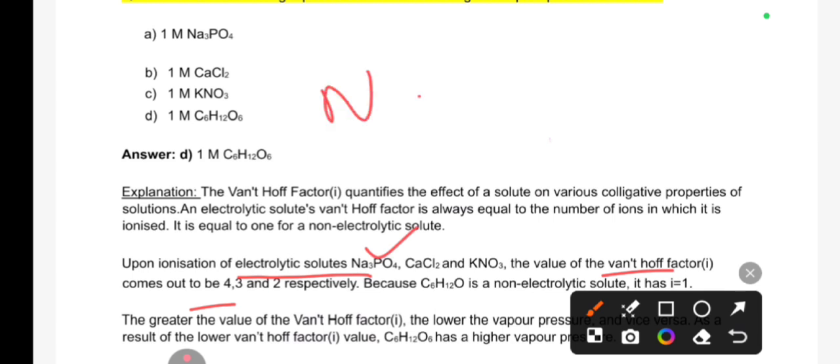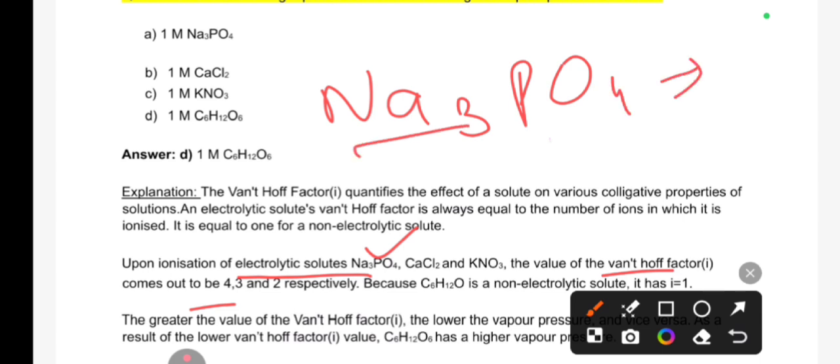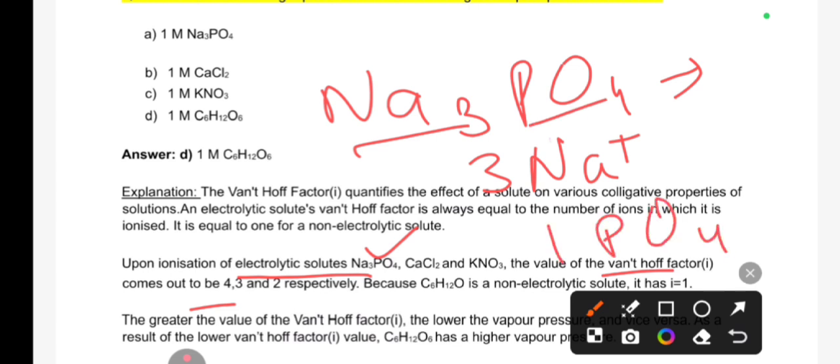If you dissociate sodium phosphate, Na3PO4, into ions, how many sodium ions will be formed here? It is 3 sodium ions. Okay, and how many phosphate ions? Only 1. So the total number of ions is 4. So the i value becomes equal to 4.